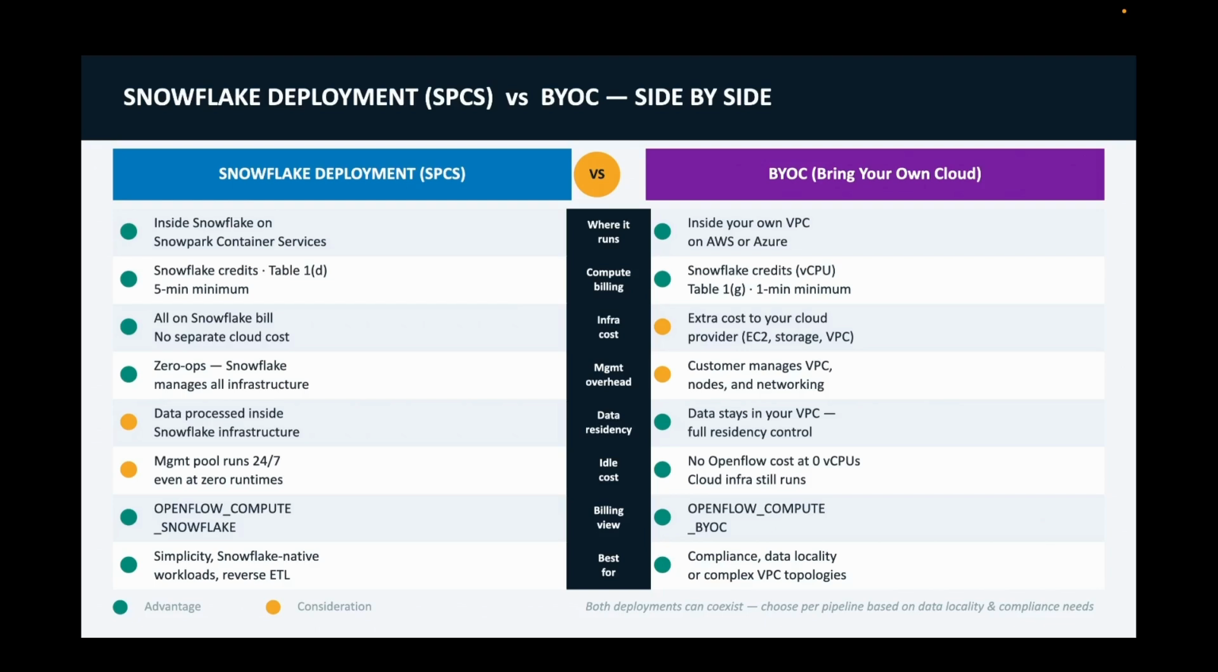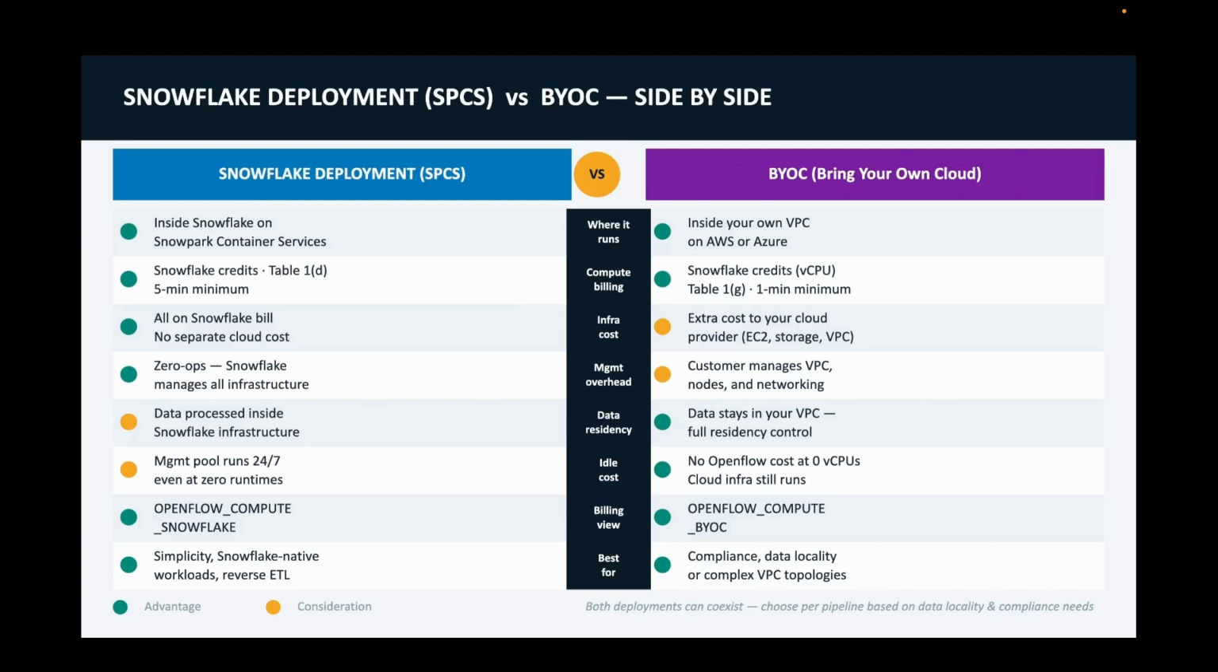Management overhead. There is zero ops if you are running your pipelines or Openflow environment on Snowflake, whereas the customer has to manage their own VPC nodes and networking in BYOC. Data residency. The data is processed within the Snowflake environment in SPCS. Data stays in your own VPC, that is full residency control, in BYOC. Idle cost.